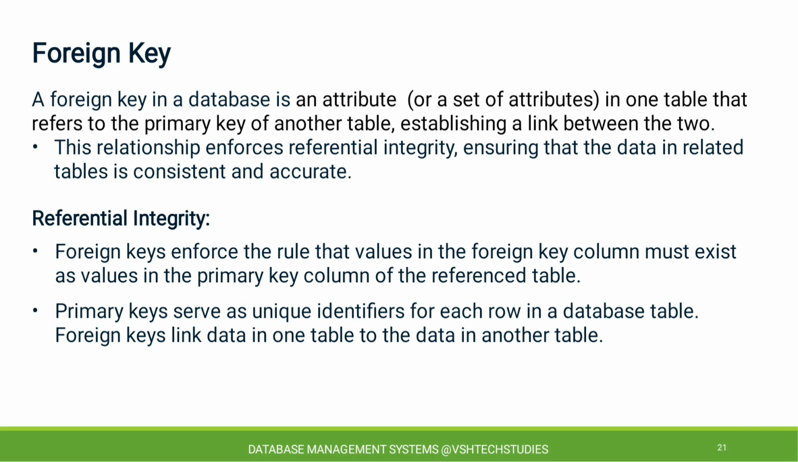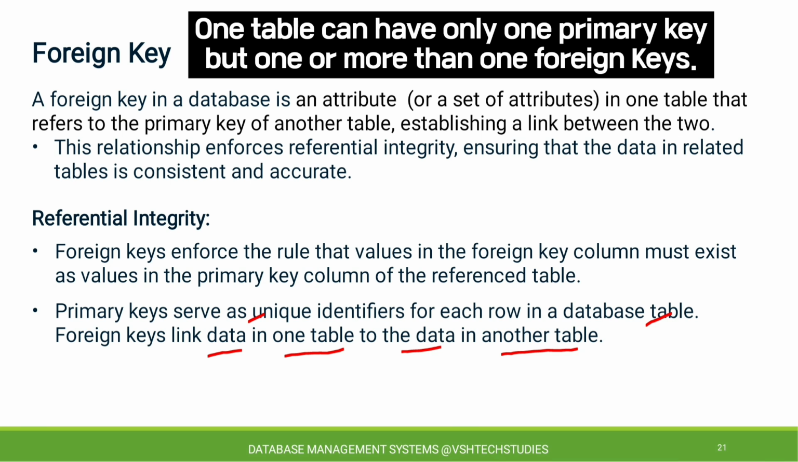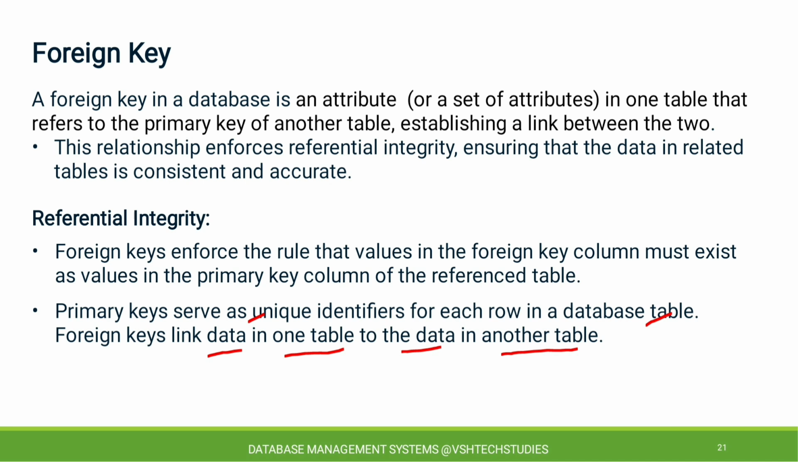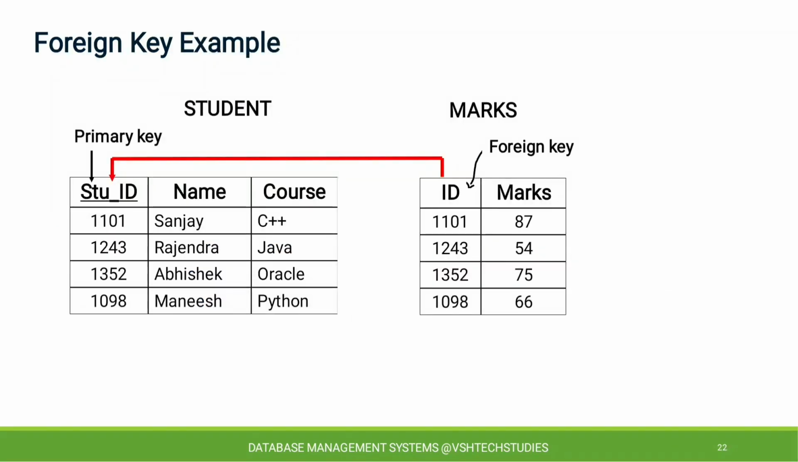Primary keys serve as unique identifiers for each row in a database table. Foreign keys link data in one table to the data in another table. And one more important point is, one table can have only one primary key but more than one foreign key. Next we shall see some examples on foreign key. Let us see an example for foreign key.